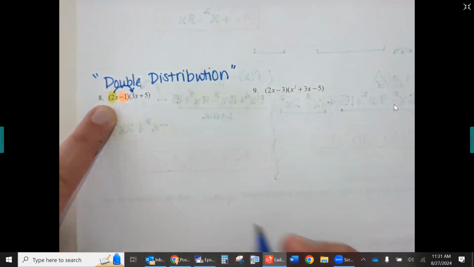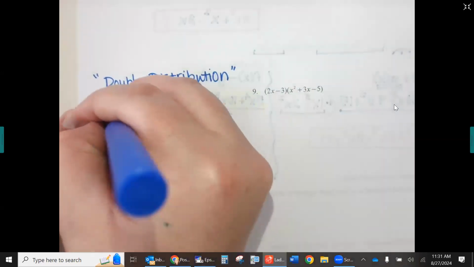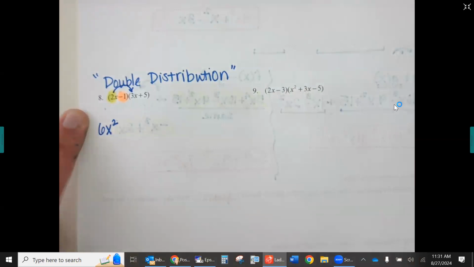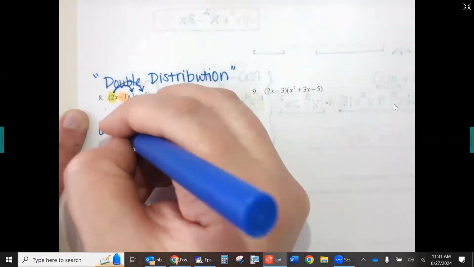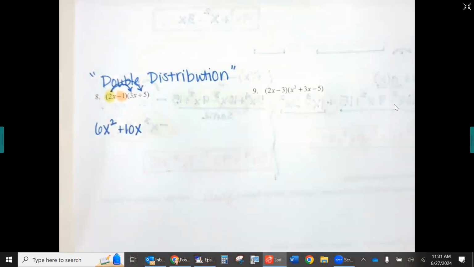6x what? 6x squared. And now it's 2x's turn to times by the 5. What is 2x times 5? 10 regular x, very good.